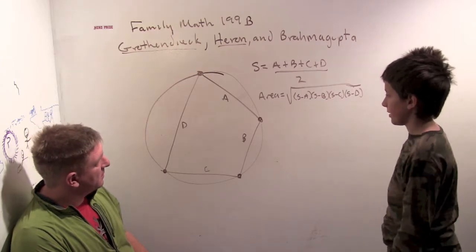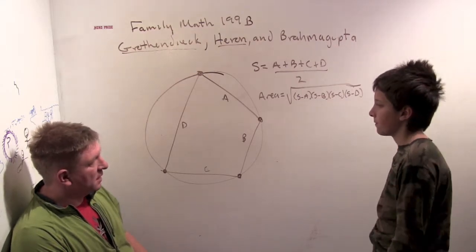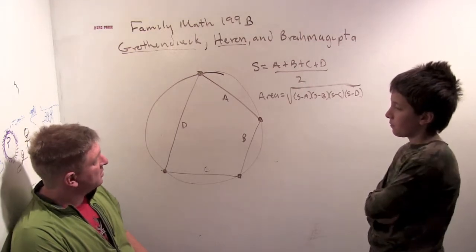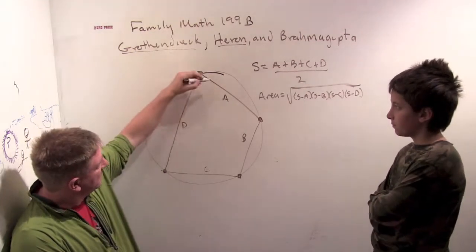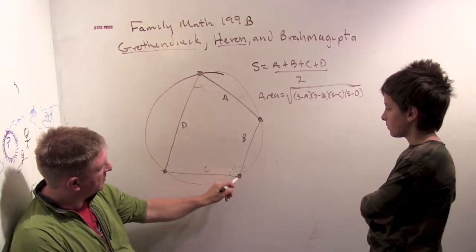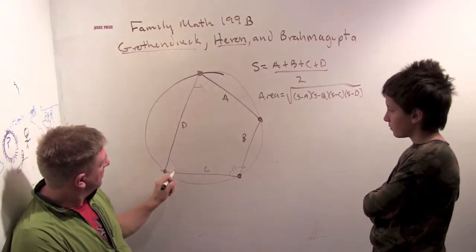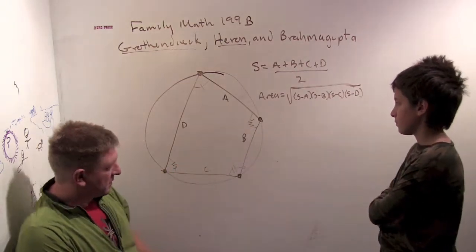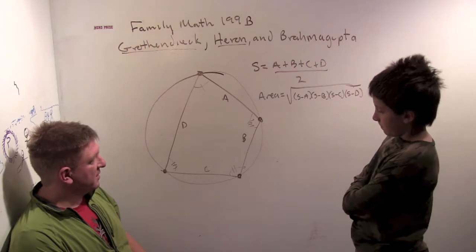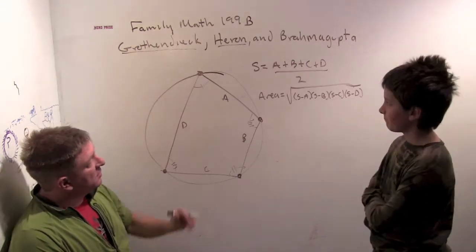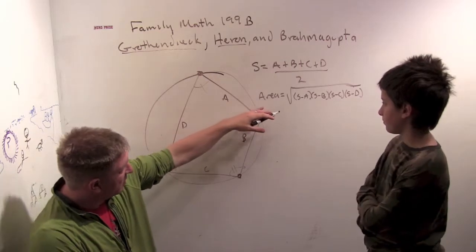So a square would be a cyclic quadrilateral. A square is a cyclic quadrilateral. That is true. A quadrilateral is cyclic if the opposite angles add up to 180 degrees. That's how you tell if a quadrilateral is cyclic or not. But we'll get to this way down the road. But Brahmagupta came up with this formula.